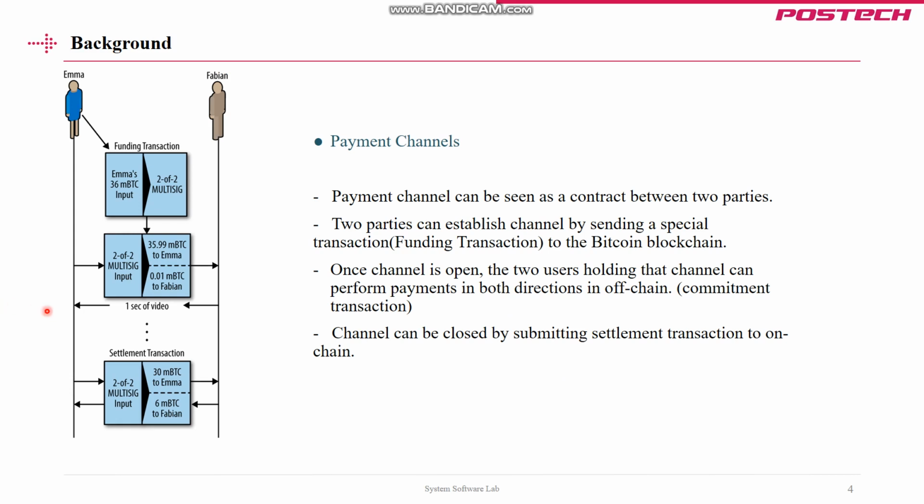So this is the background. This is the payment channel concept. A payment channel can be seen as a contract between two parties, and the two parties can establish a channel by sending a special transaction, called the funding transaction, to the Bitcoin blockchain. Once the channel is open, the two users holding the channel can perform payments in both directions off-chain. These are called commitment transactions. And the channel can be closed by submitting a settlement transaction on-chain.